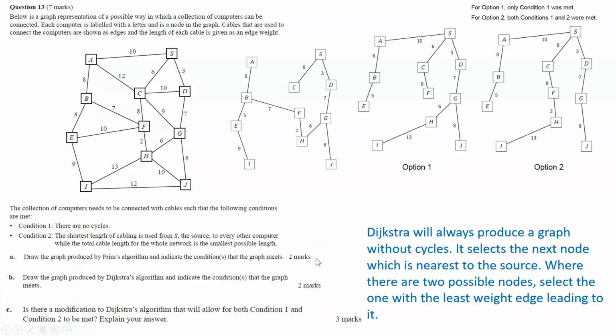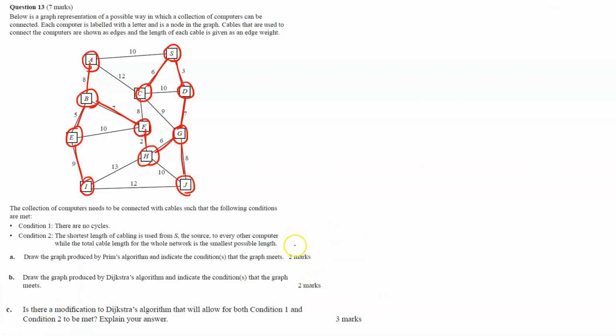Well, hopefully it's right. Okay, the conditions that this meets, well, there are certainly no cycles. So we've met number 1 for this one, and the shortest length of cabling is used from S to every other computer. So this bit here is not correct. Okay, the total cable length for the whole network is the smallest possible length. That's the nature of a minimum spanning tree, but the first bit is not correct. So that bit's okay, that bit's not. So we've only met condition 1.